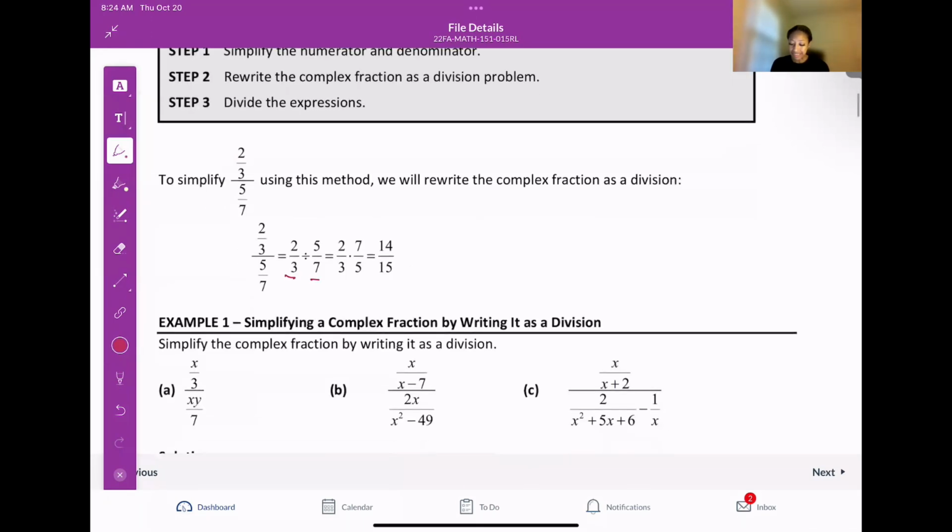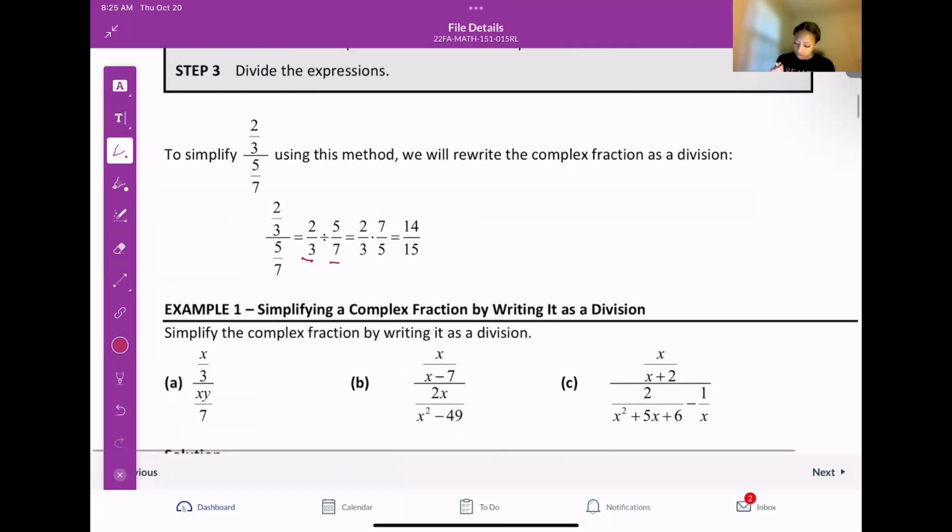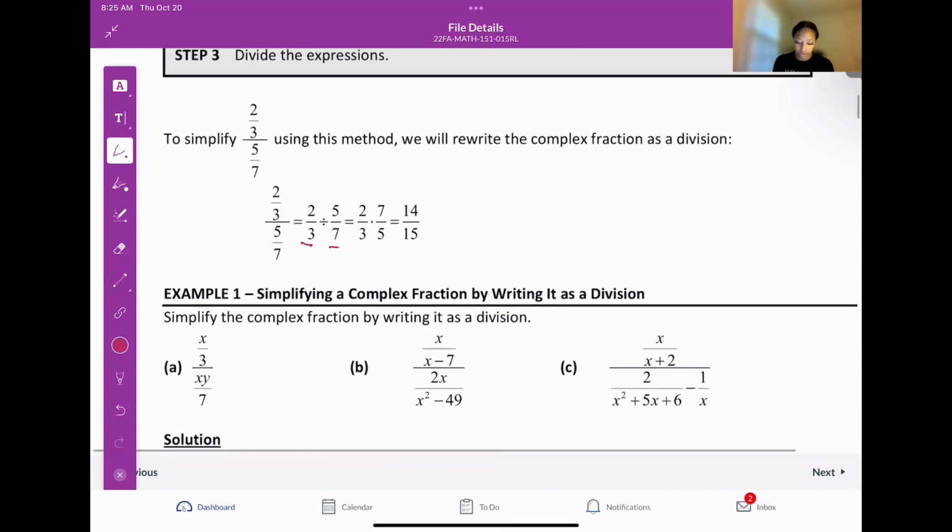All right, some examples are done here for us. I do want us to look at a couple of them, and then we'll jump into the practice problems where we do some of these on our own. Example 1 is solved for us. So let's look at, well, first I want to start off by showing you how to rewrite these.